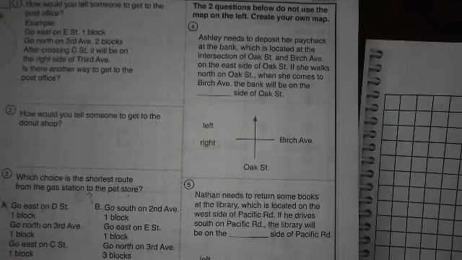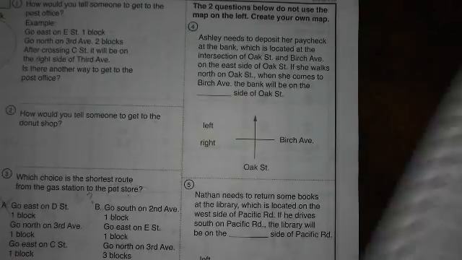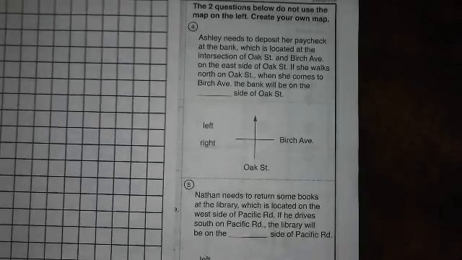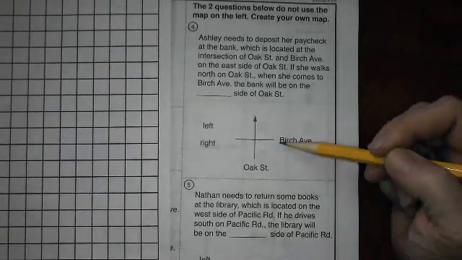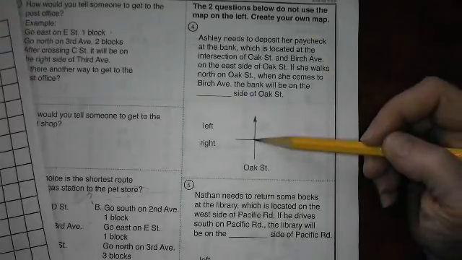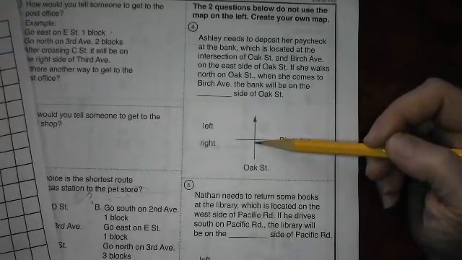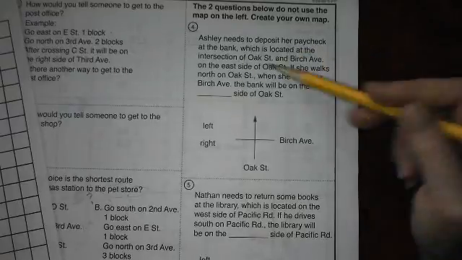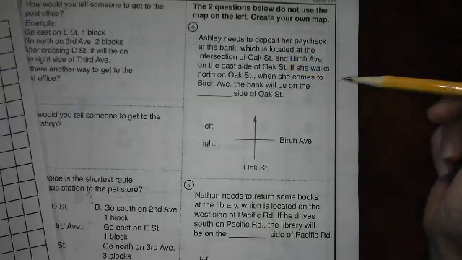Ashley needs to deposit her paycheck at the bank, which is located at the intersection of Oak and Birch. Actually, to save time, your student can draw a map. I'm going to kind of just use this right here. We know the bank is somewhere on this intersection because it said she needs to go to the bank, which is on the intersection of Oak and Birch. It's on the east side of Oak.